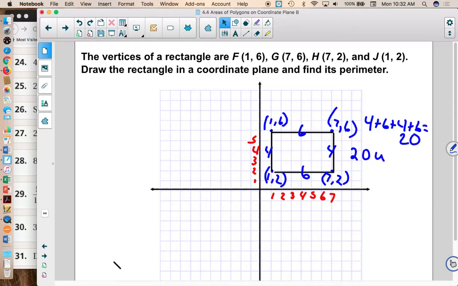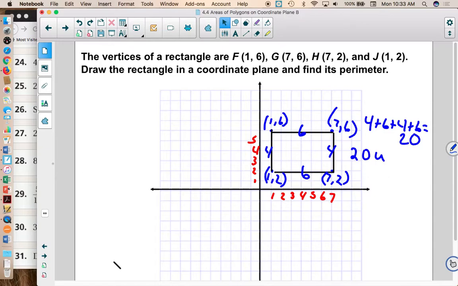Could I have said 2 times 4 plus 2 times 6? It would have been the same thing. Question? Correct, Tyler, you could have just done 4 plus 6 times 2. Any one of those would work as long as you're getting the total distance around something.